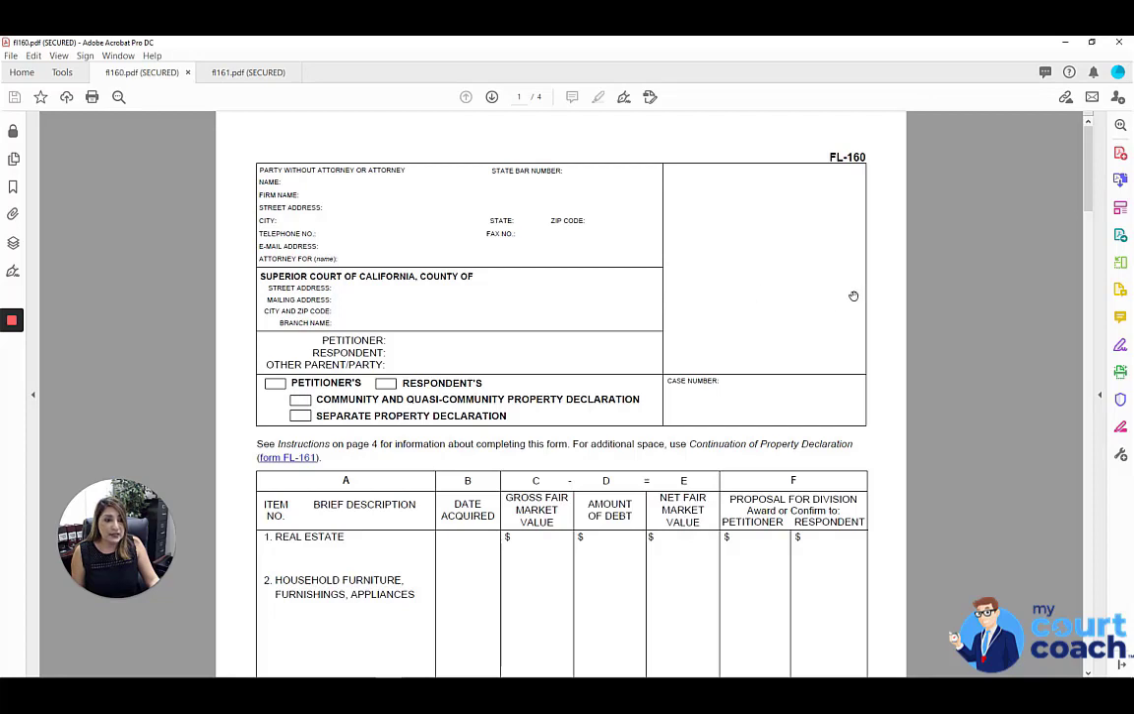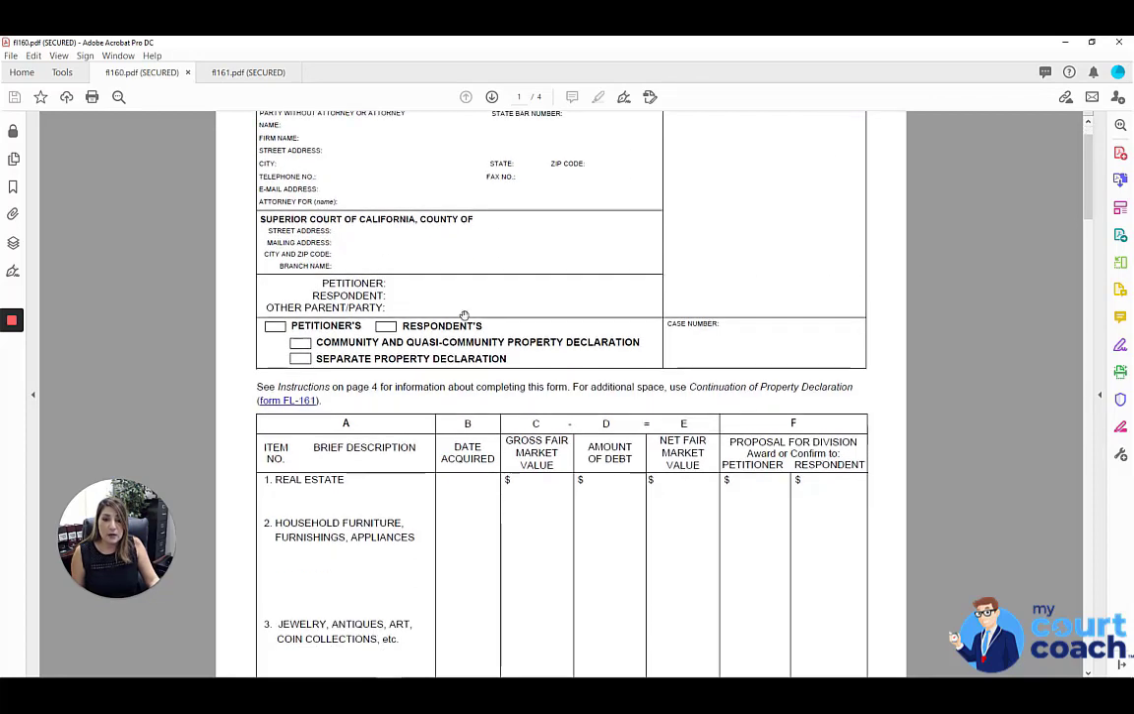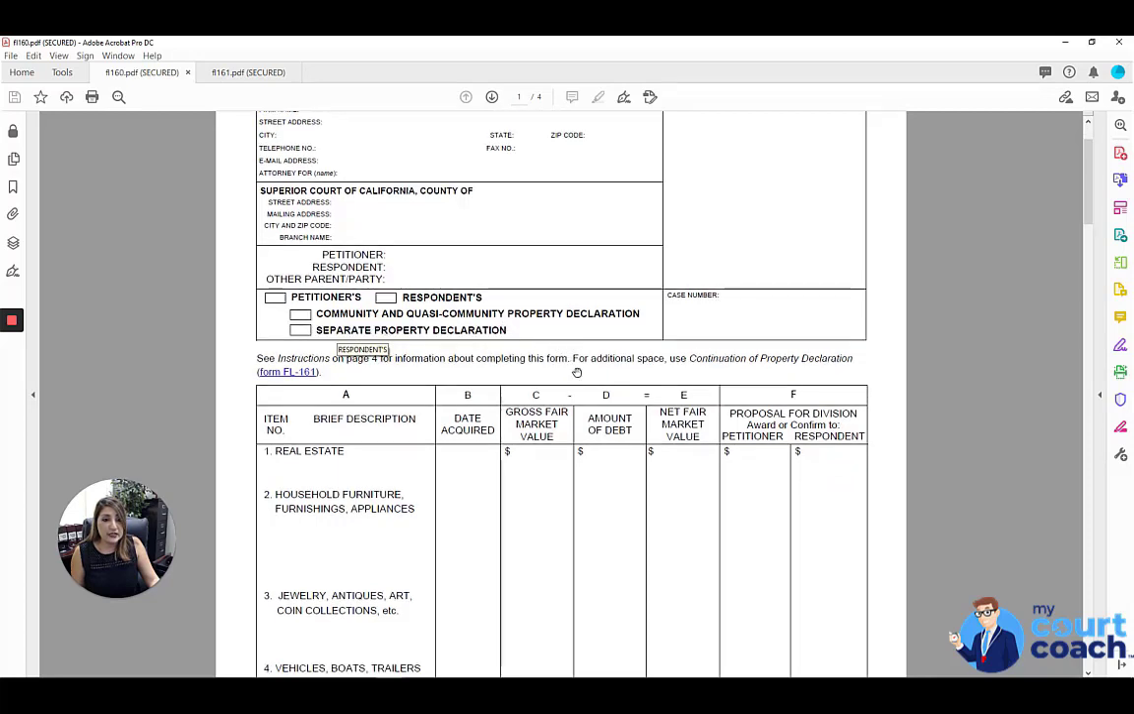So in order to fill out this form, first you want to fill in your identifying case caption information at the top. Below that, you're going to identify or mark the box that correctly identifies your role to this case, whether you're the petitioner or respondent. Then you're going to identify whether this form is being used to list your community property or your quasi-community property.